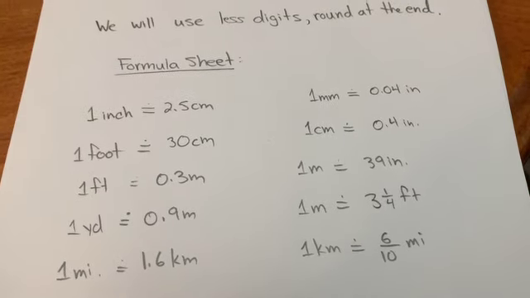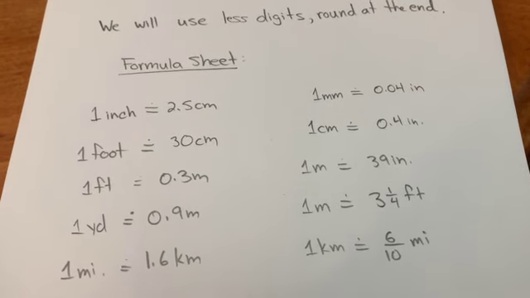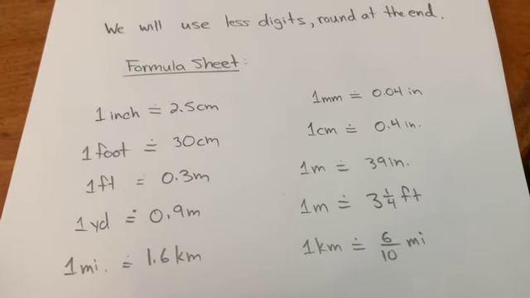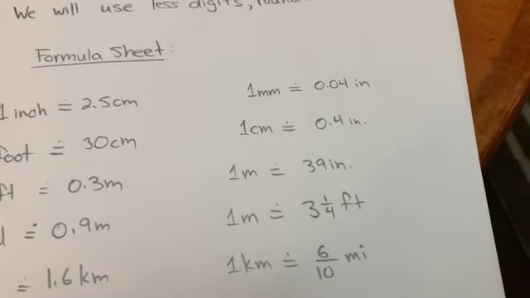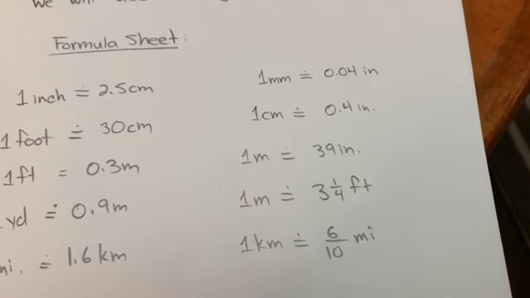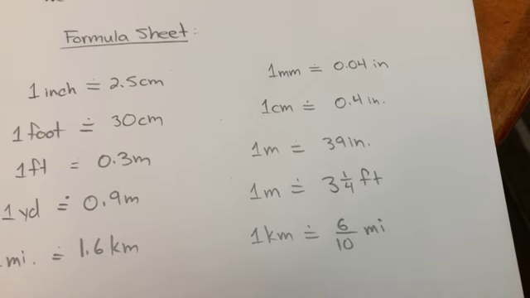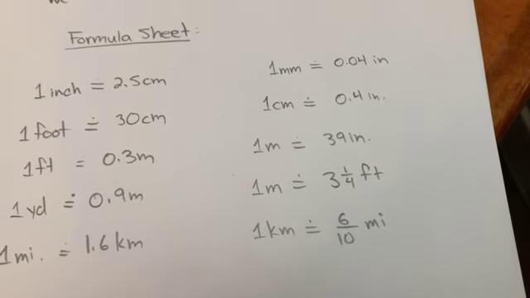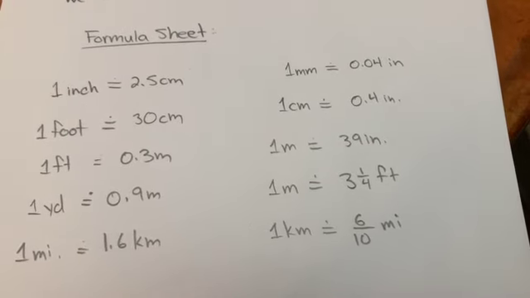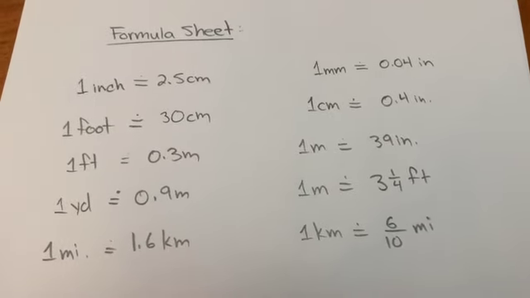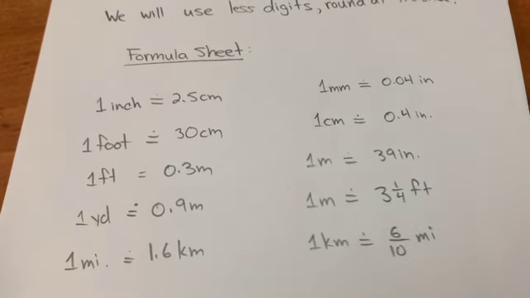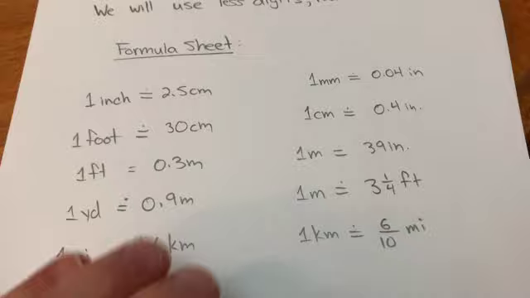The other way around, if I take some SI units and say how many imperial units there are, 1 millimeter is about 0.04 inches. So 1 centimeter is 0.4 inches. A meter is 39 inches, which makes it 3¼ feet. And 1 kilometer is 6/10 of a mile. These are far from perfect. Like I said, they've been rounded, but they will allow you to check answers in the back of the book.